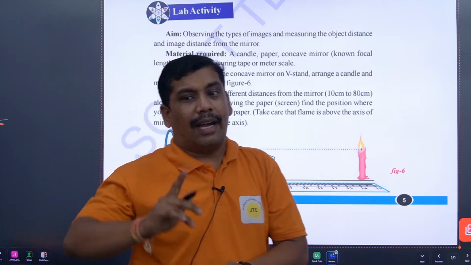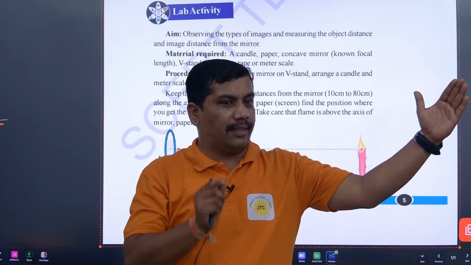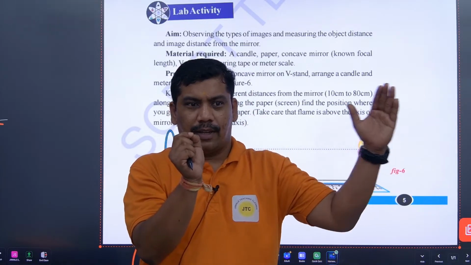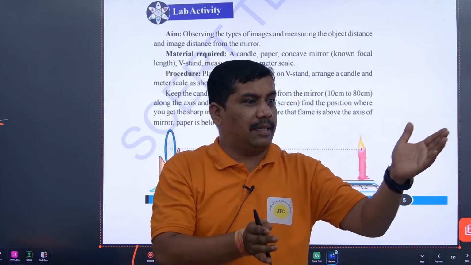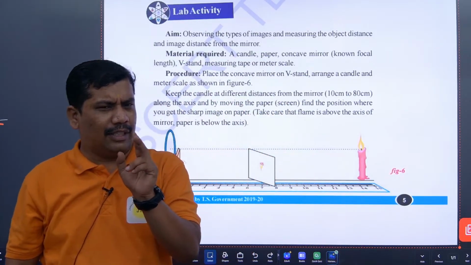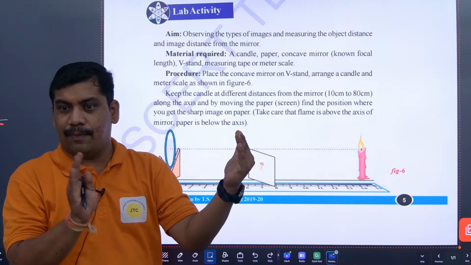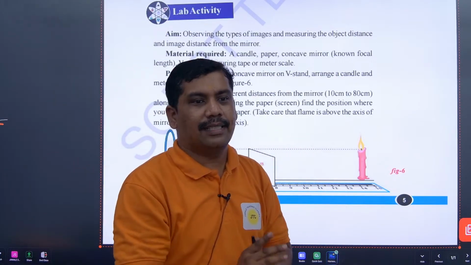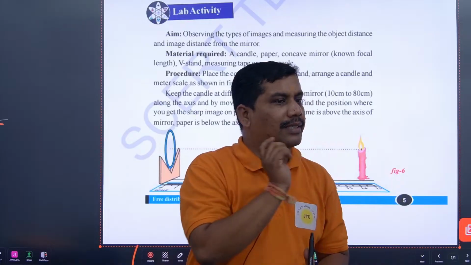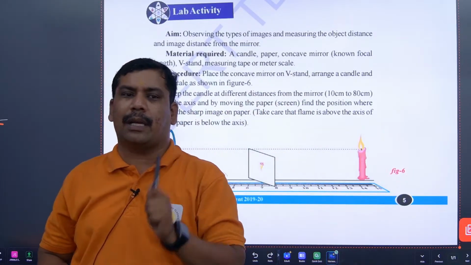See, in the ray diagrams, we have discussed when object is at infinity, image will form at focal point. When object is beyond C, image will form between F and C. So, that means when object distance changes, object position changes, image distance will also change. Image position will also change. Right. So, this activity is exactly for the same type of work.